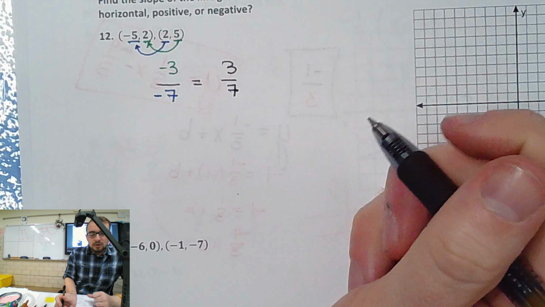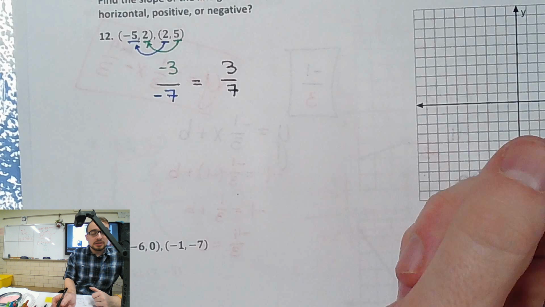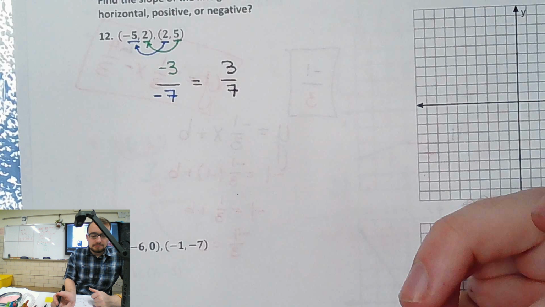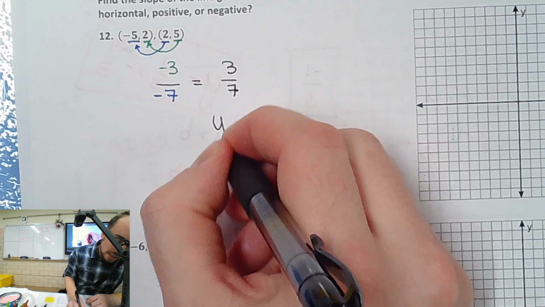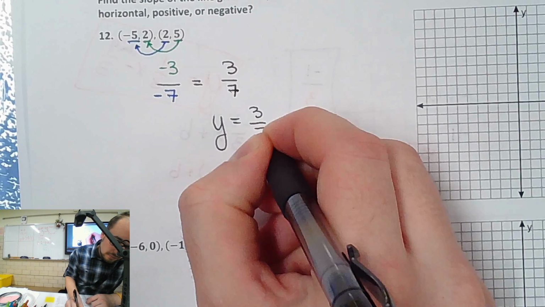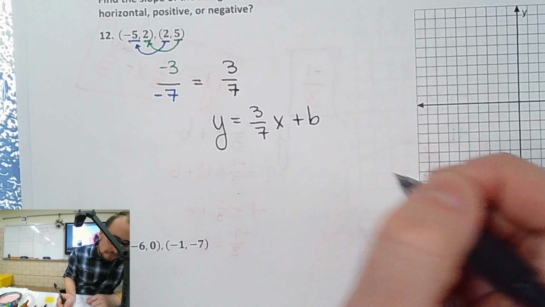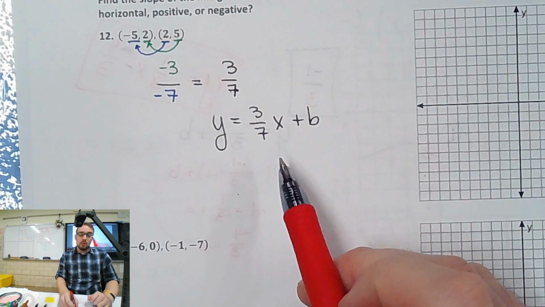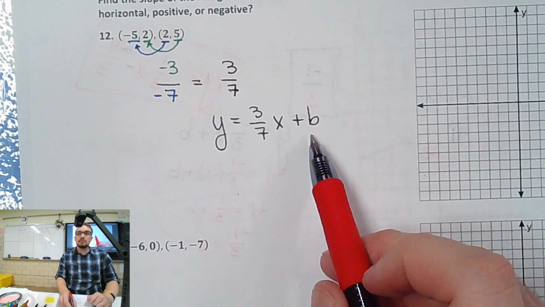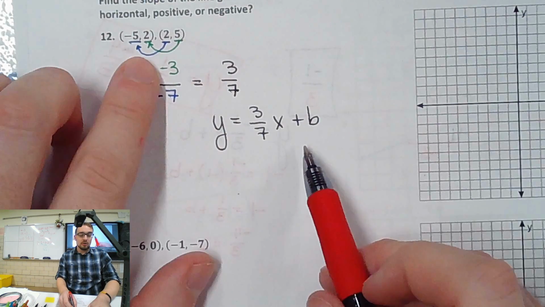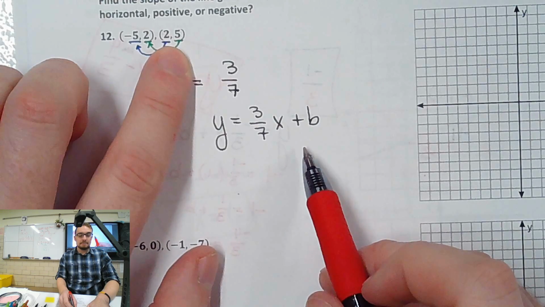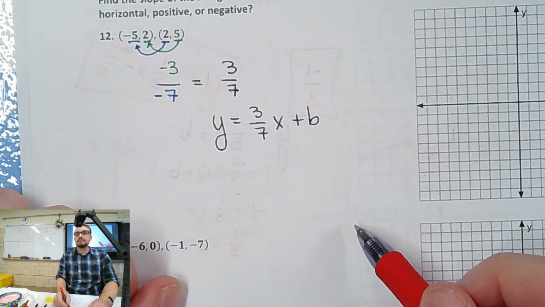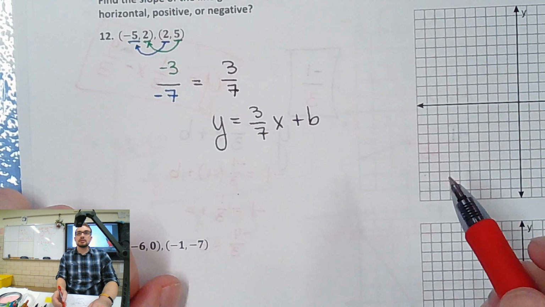Now I want to find the equation that goes through that, right? So I know y equals 3/7 x plus b, right? If we plug in one of our points, can't we figure out what b has to be? Sure, that's one way to do it. The other way is I know those points are on my line, right? So why not graph them and draw a line, and then figure out what the y-intercept is.